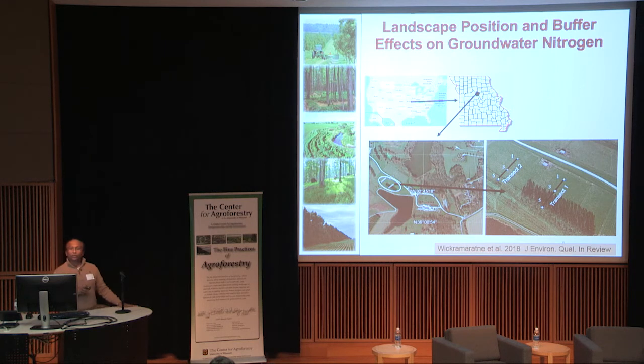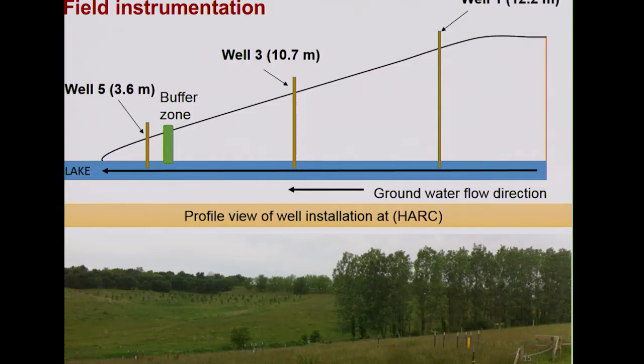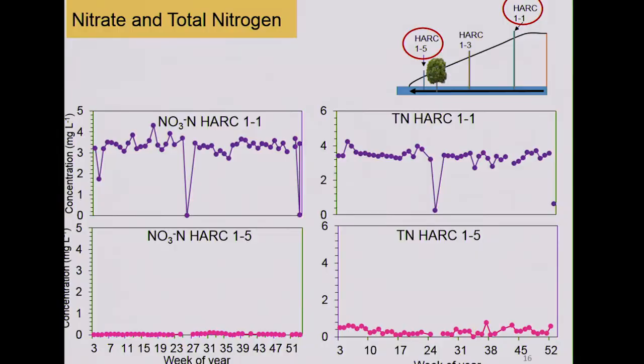And these management practices also help retention of nutrients in the groundwater. We did this study at Hawk. This is the agroforestry buffer, poplar trees. We have deep wells, summit, mid-slope, and down the buffer, summit, mid-slope, and down the grass buffer. This is how it looks in a schematic diagram. Summit wells are about 12 meters deep, middle wells are about 11 meters, and the wells down the buffer are about 4 meters deep. We continuously collected water samples every week from December 2014 to December 2016.